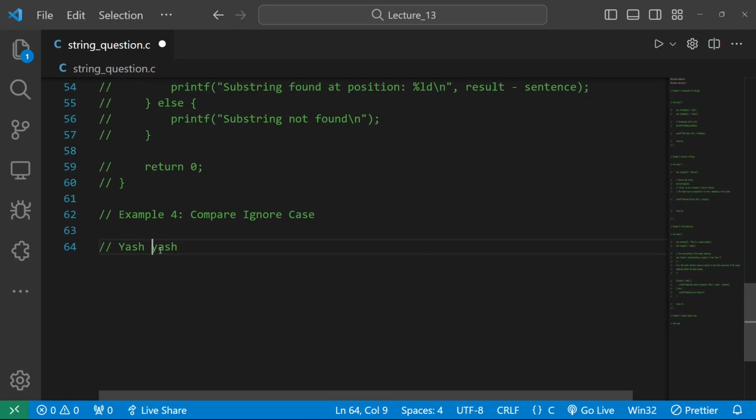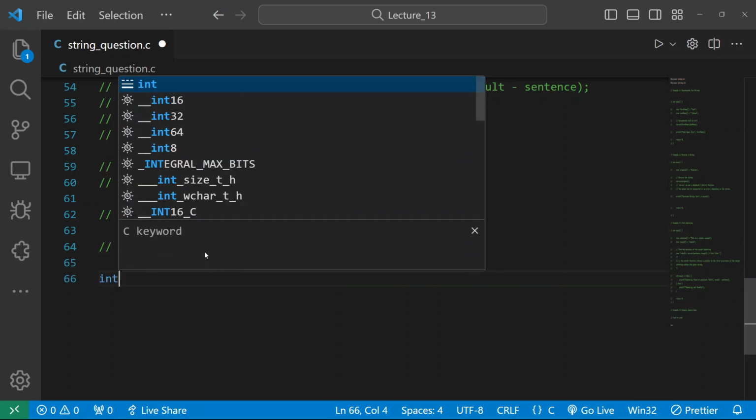In programming, are both the same? Yes or no? What do you think? Are both the same? Yes, anyone? Okay, someone says yes. Okay, let me explain the concept now.